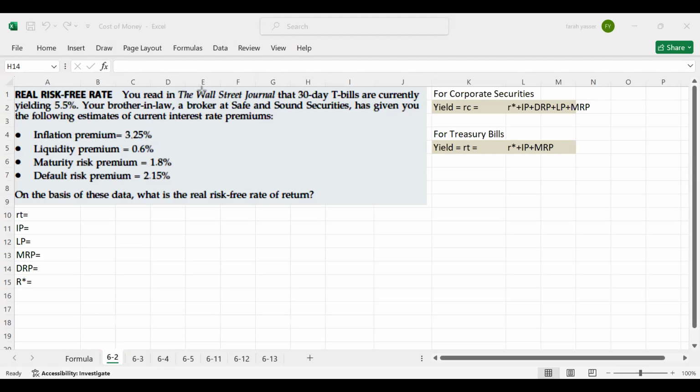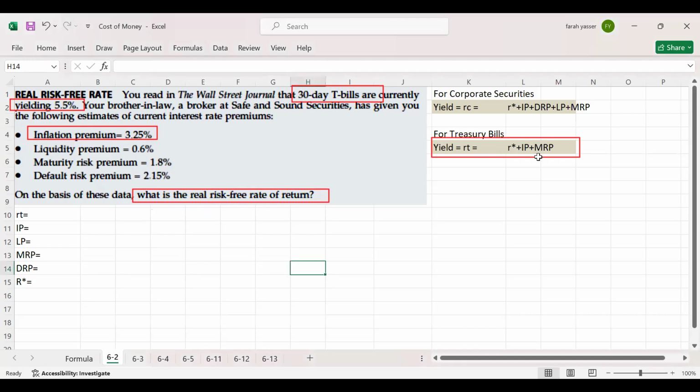You read in the Wall Street Journal that 30-day T-bills are quoted, so we are talking about T-bills, that is r_T. We are discussing r_T, so the yield is given, r_T is given as 5.5%. Your brother-in-law, a broker at Safe and Sound Securities, has given you the following current interest rate premiums. Different data is given: IP, liquidity premium, maturity risk premium, and default risk premium. And what is required based on the data is to calculate the real risk-free rate of return.